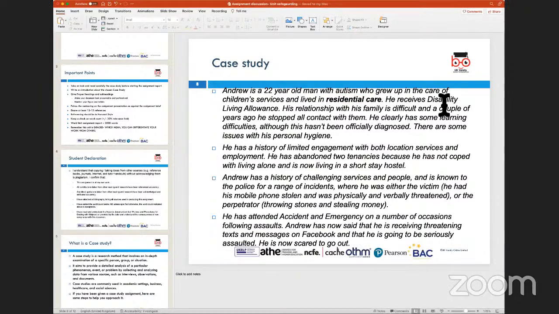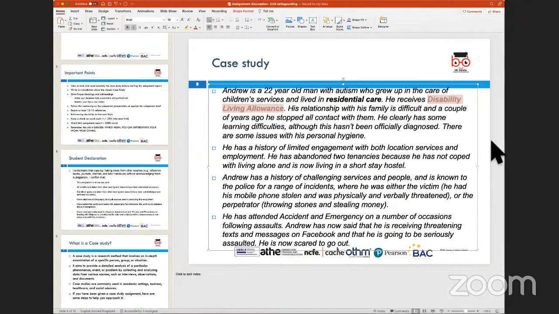Now, he receives disability living allowance. That means he gets support from the local authority in terms of money or allowance, and that allowance is called the disability living allowance. Now, these are all key terms that we would need to do a bit of research on. What is residential care? Any idea what is residential care?